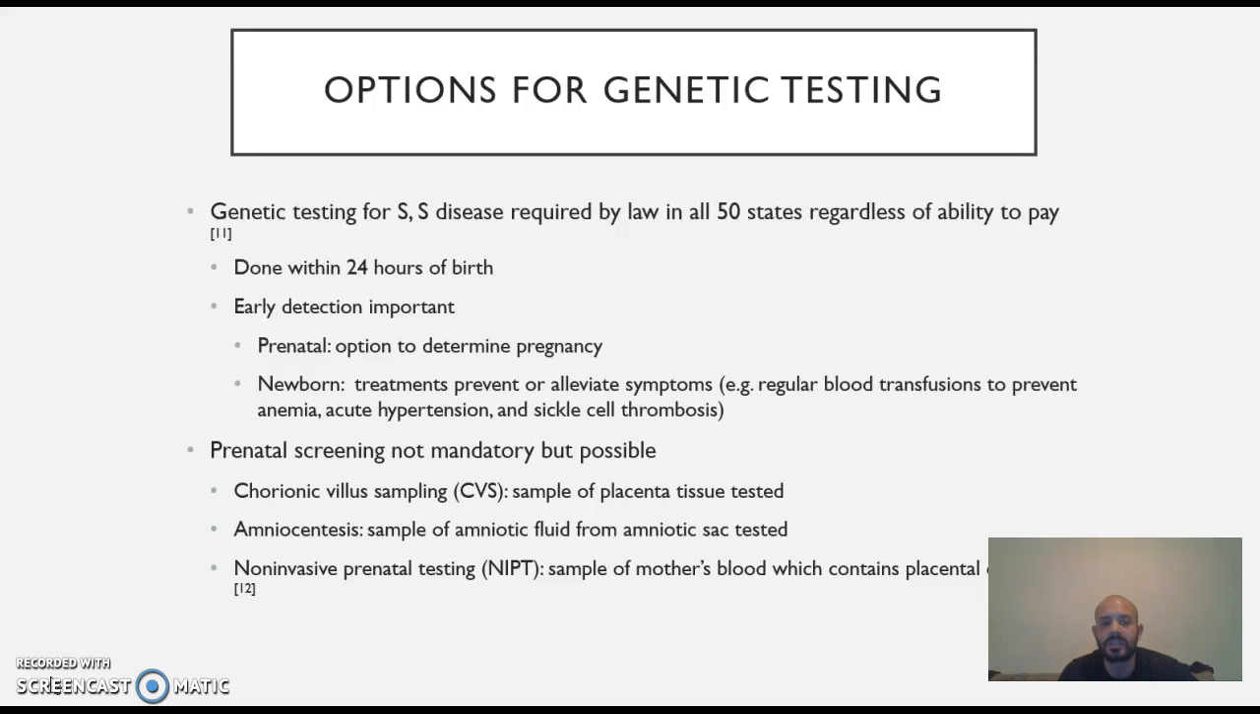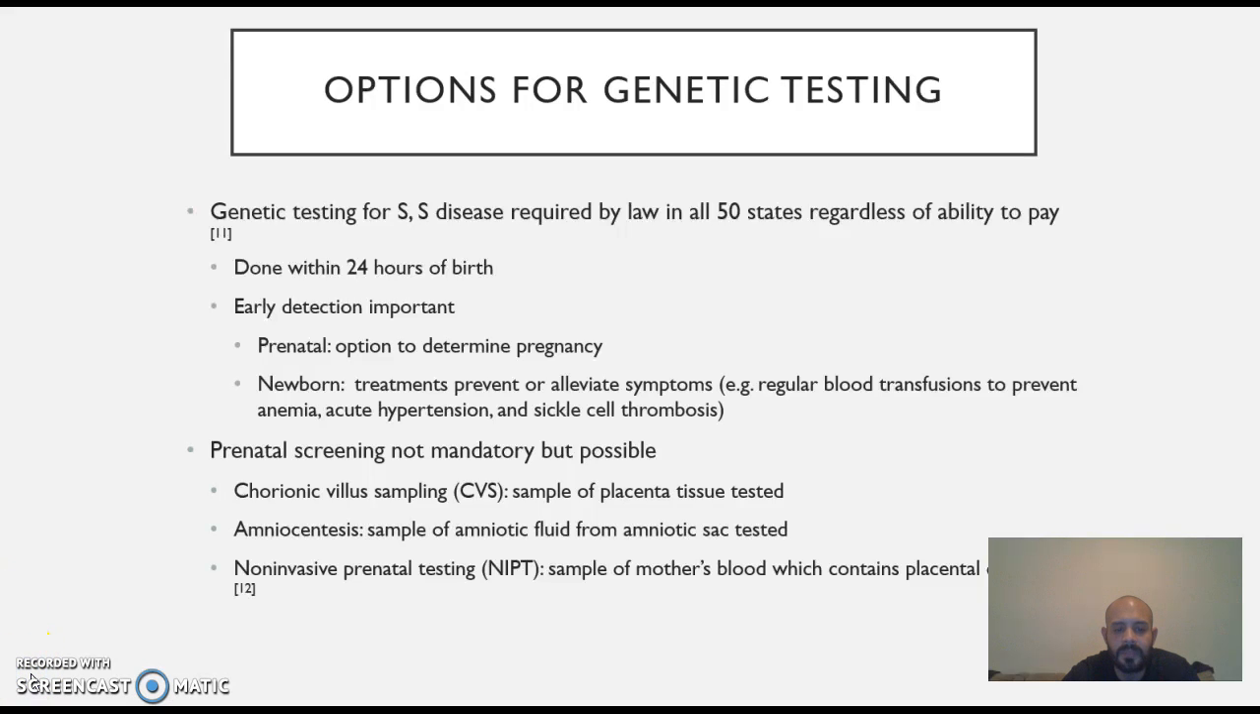The first one is CVS, chorionic villus sampling, and that's when they take a sample of the placenta tissue, and then they test it for genetic disorders. And then we also have amniocentesis, which is where they take a sample of the amniotic fluid and they test that for genetic disorders. The con with regards to those two options is that there is a possibility of some type of complication due to the physical invasiveness of the procedure.